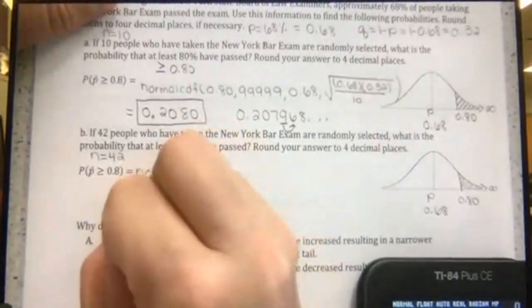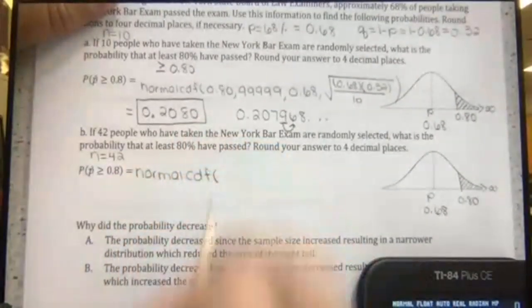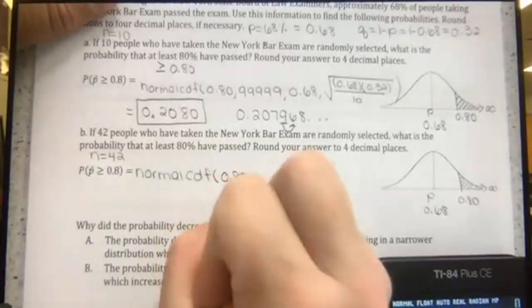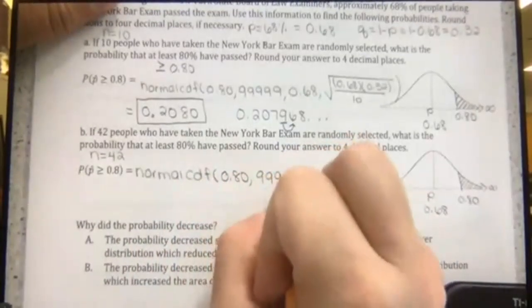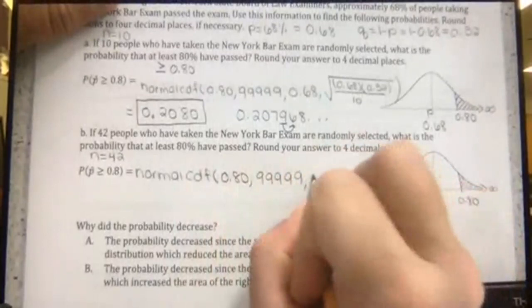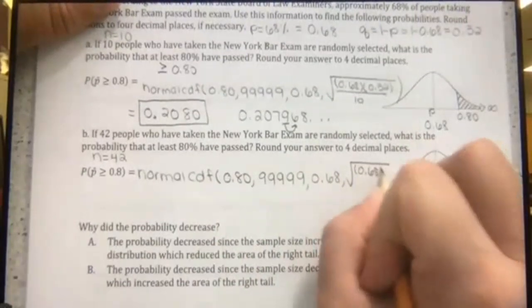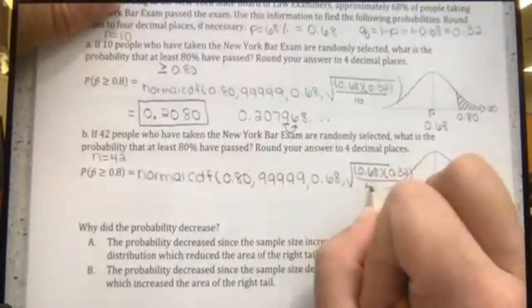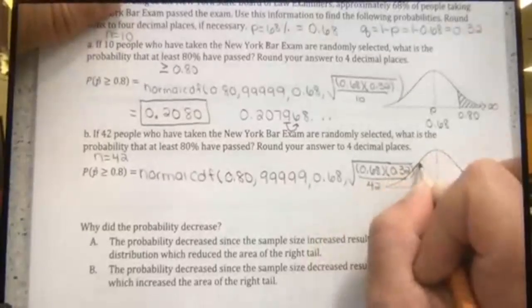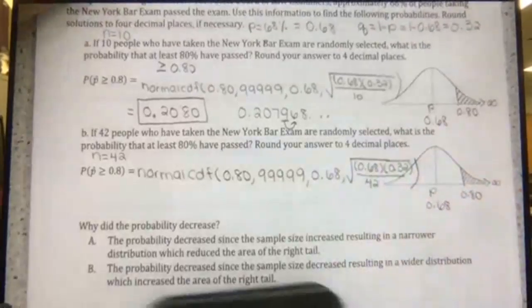We still have our normal CDF. Our lower limit's 0.80. Our upper limit's going on forever to infinity, so 99999. Our mean is still 0.68. Our standard deviation is still the square root of p, which is 0.68, times q, which is 0.32, all over n, which this time is 42. So everything stayed the same except that n value changed to 42.